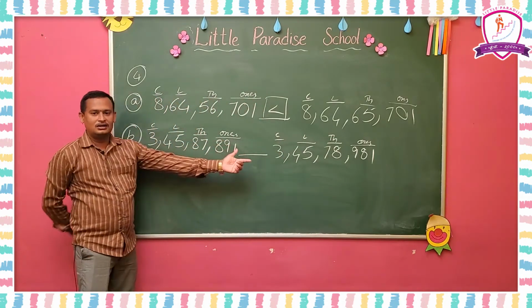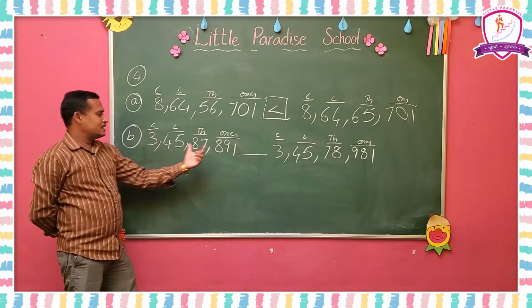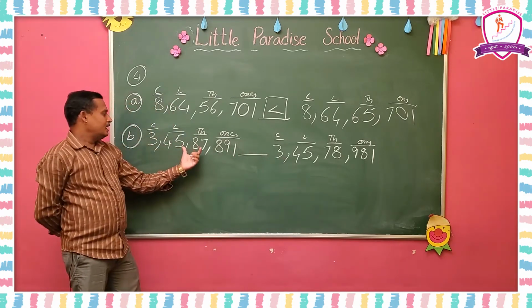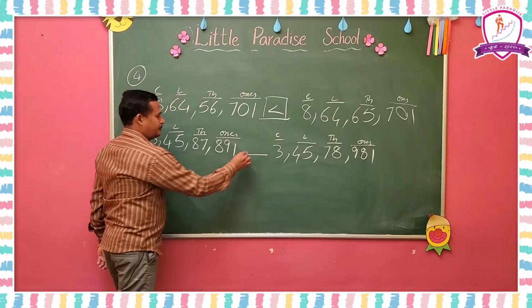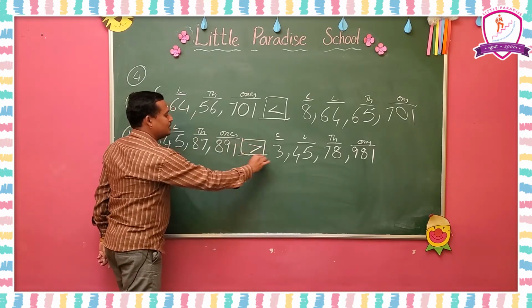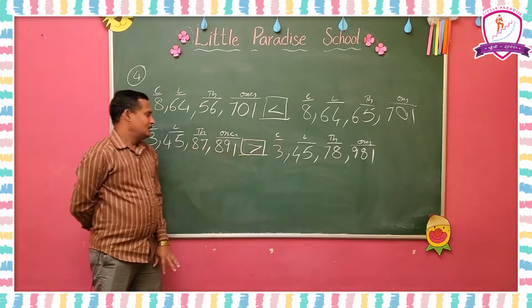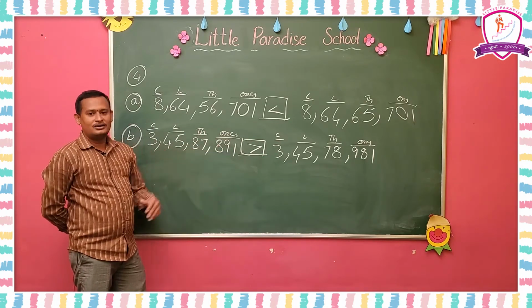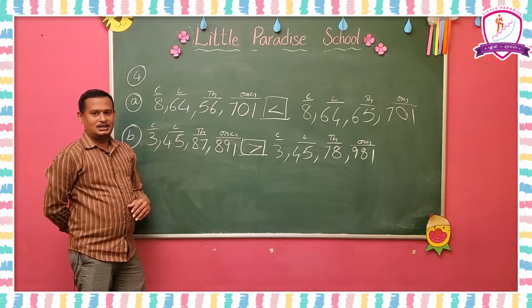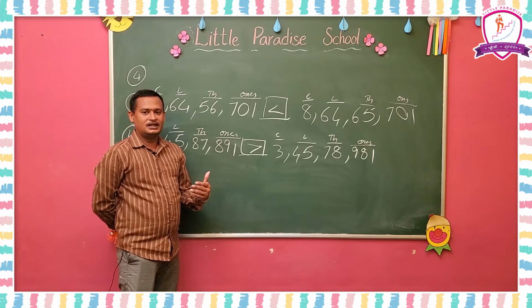Here 3 crores and 3 crores are equal. 45 lakhs and 45 lakhs. Here 87,000, here 78,000. 87,000 is greater than 78,000. Next, no need to compare the ones period. Understood? Like this you have to compare the numbers. Understood? All of you see the 5th checkpoint.